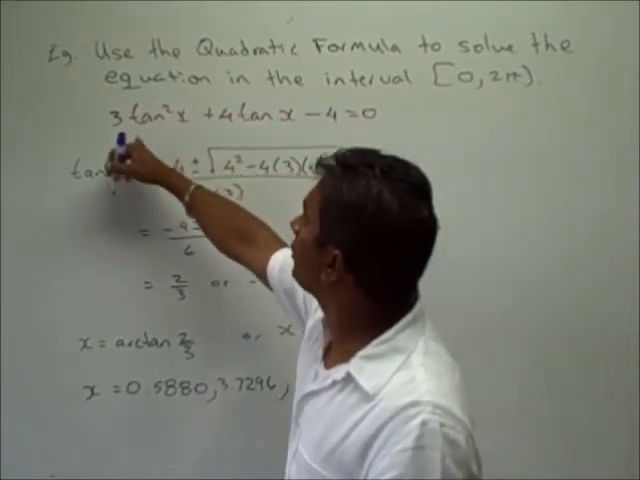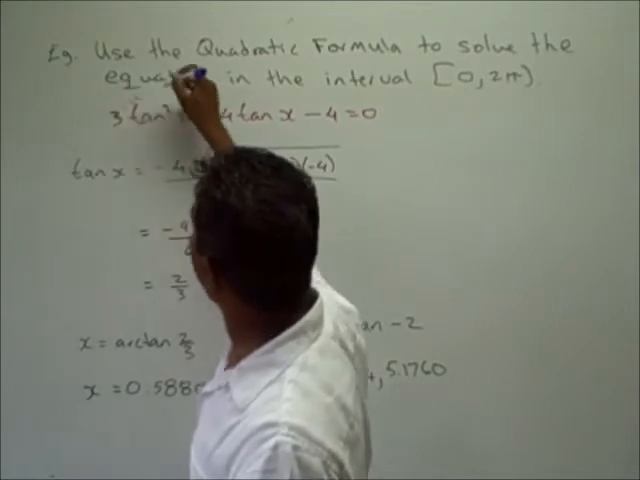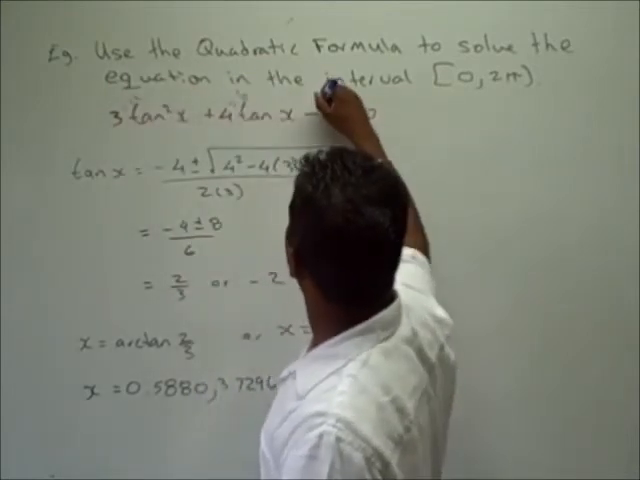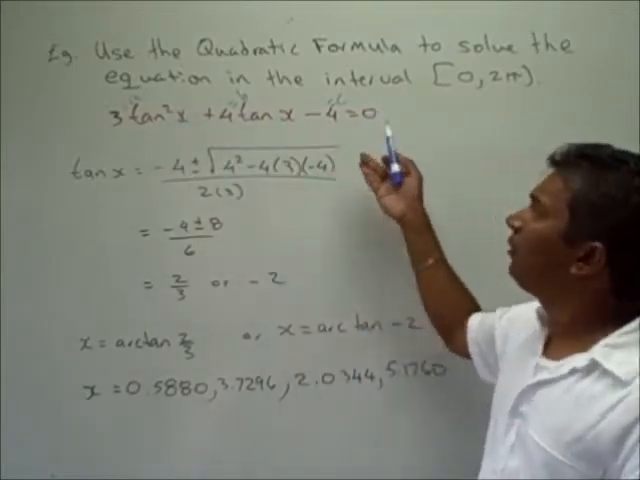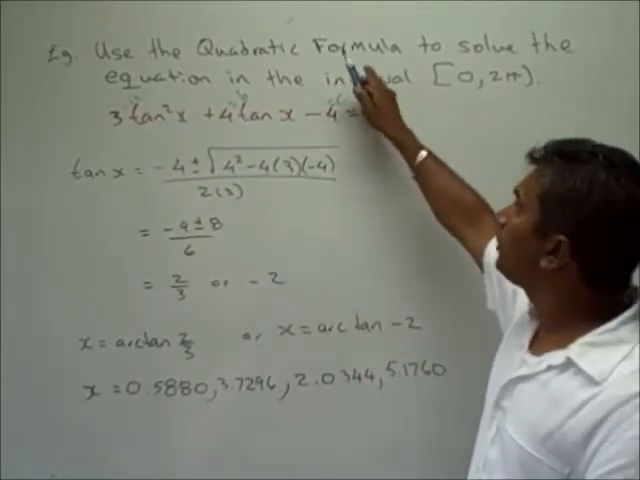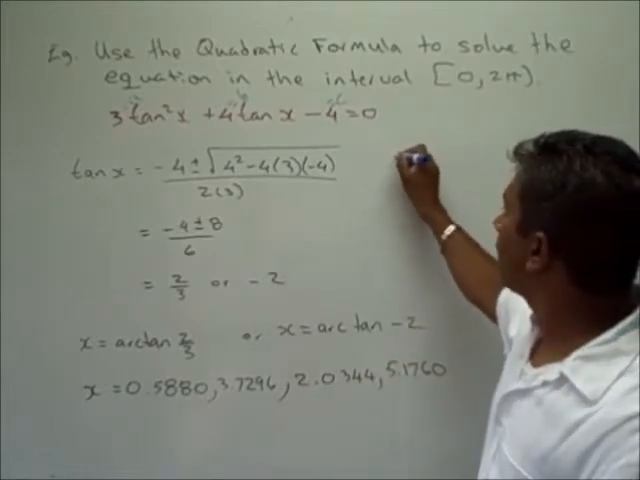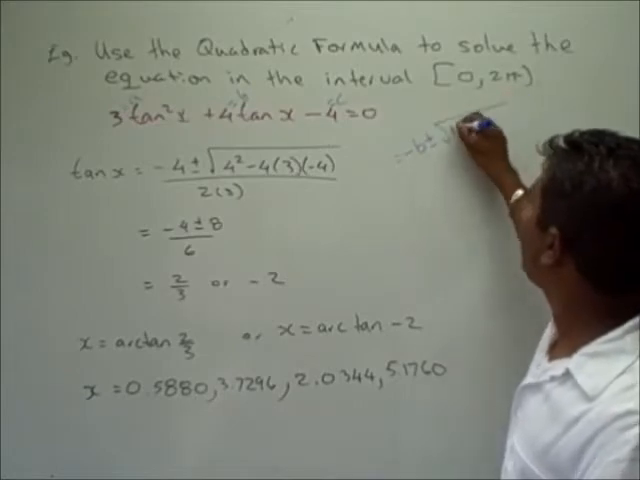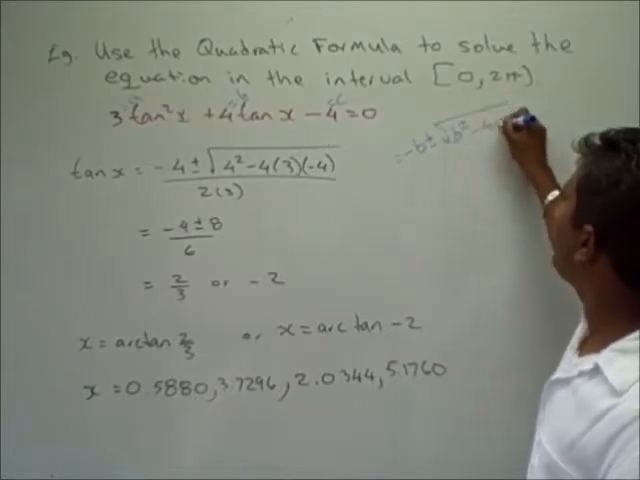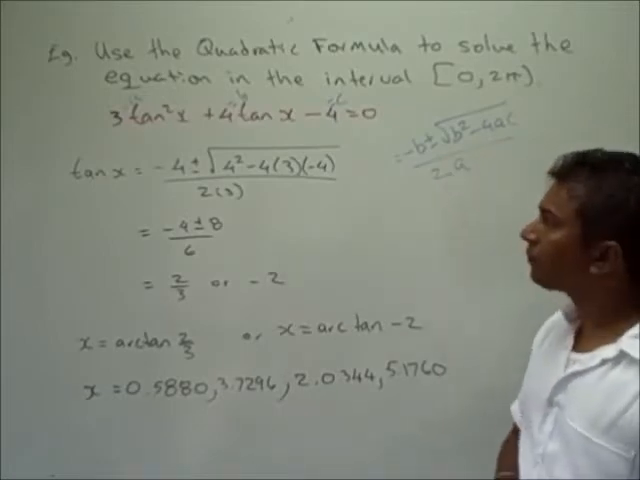So because this is quadratic in form, our 3 is like our a, this is our b, and this is our c. So here we have our a, b, c, which we can use in our quadratic formula. And if you do not recall your quadratic formula, we know that x is equal to minus b plus or minus the square root of b squared minus 4ac all over 2 times a.